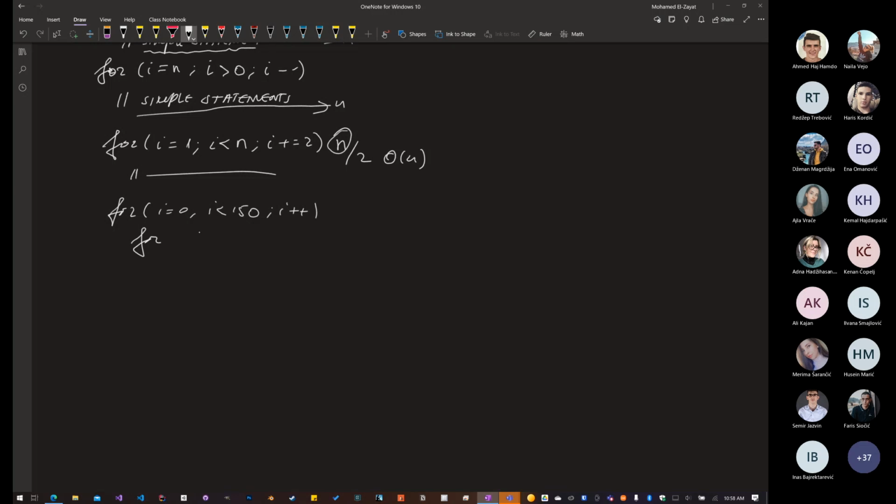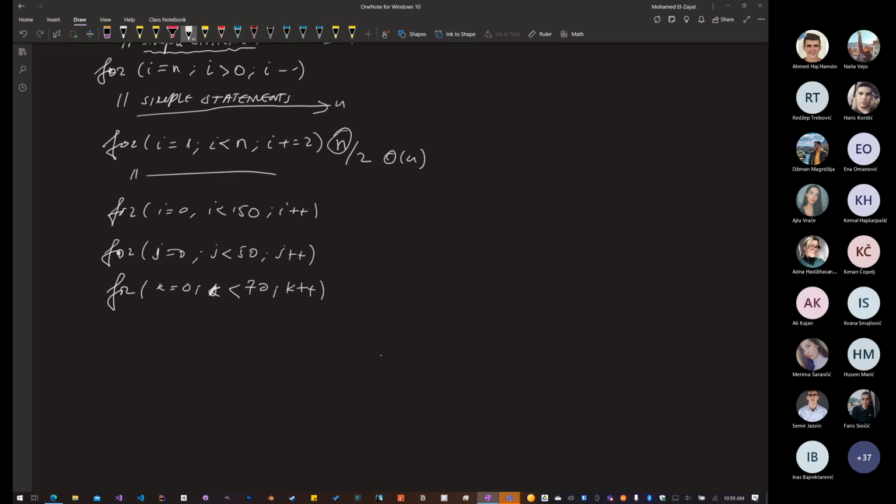No, not nested for loops, just 3 for loops. Oh, 3 for loops. And then you're going to have j equals 0, j less than 50? Yeah, sure, j plus plus. And then you're going to have a for loop for, let's say, k equals 0, and k is less than what? 70. 70, k plus plus, right?